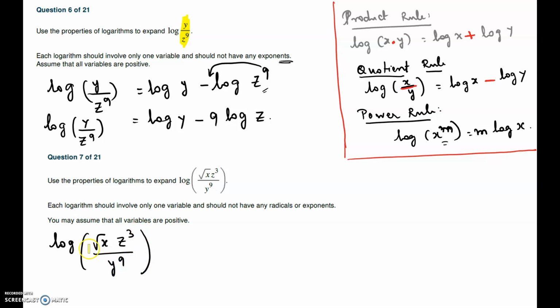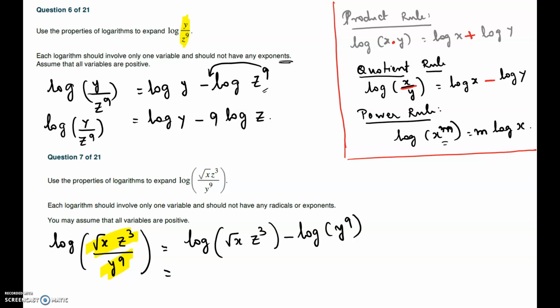If you look at this part, this looks like a quotient, something divided by something. So obviously we apply the quotient rule first. So it is log of the numerator, root x z cube, minus log of the denominator, which is y to the exponent 9. Now notice the instruction here. Each logarithm should involve only one variable and should not have any radicals or exponent. So we have to continue further.